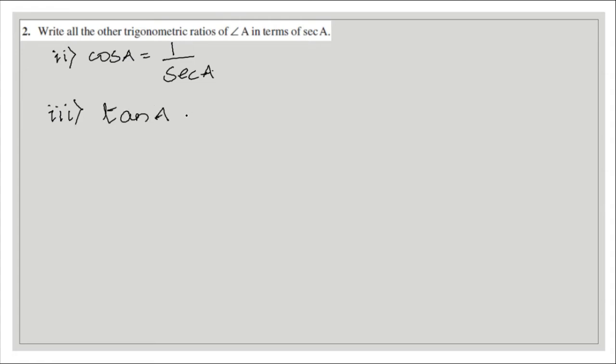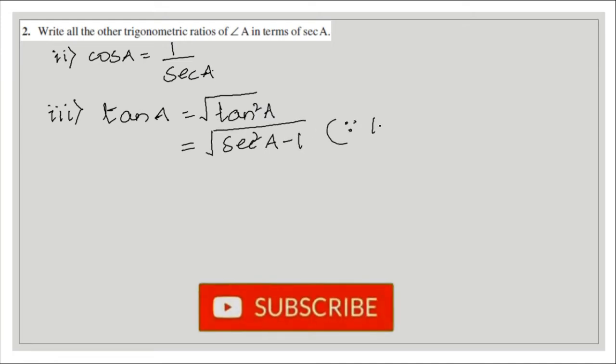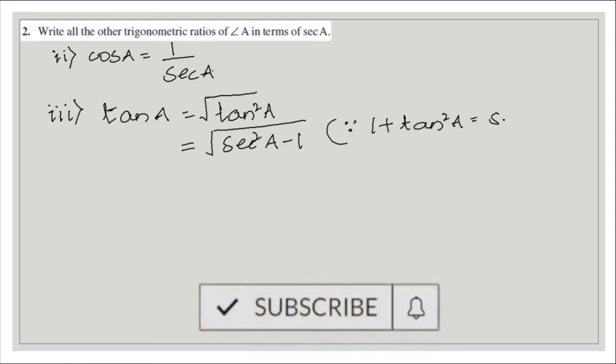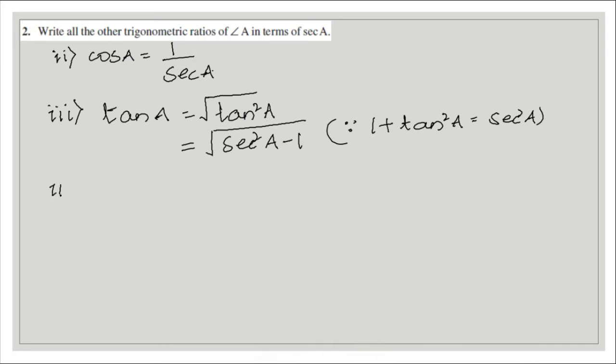We know that 1 plus tan square A is secant square A. So I will write this as root of tan square A, so that I can write this as root of secant square A minus 1, because 1 plus tan square A is secant square A. So the three ratios are expressed now.